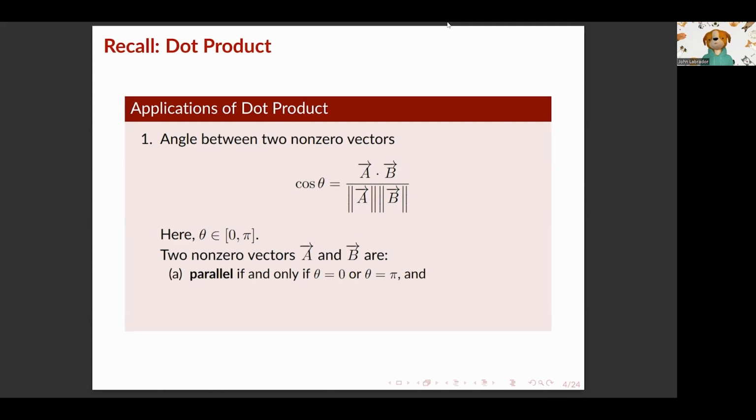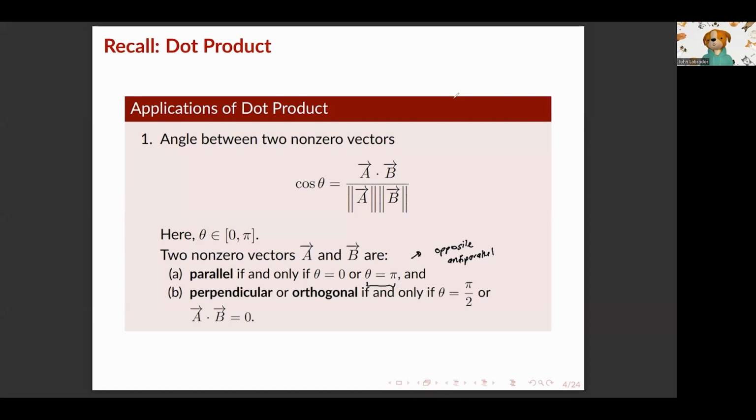Vectors A and B, given that these two vectors are non-zero, are parallel if and only if theta is equal to 0 or when theta is equal to pi. If theta is equal to pi, then A and B are opposite to one another, or they are anti-parallel. Next, vectors A and B are perpendicular or orthogonal to one another if and only if theta is equal to pi over 2, or the dot product of A and B is equal to 0.